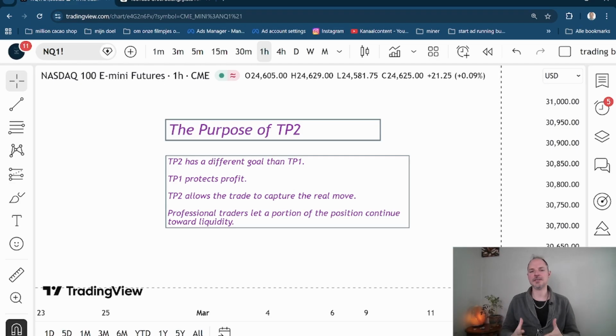Why do I have a second take profit? My second take profit has a different goal than my first take profit. My first take profit is to make sure that some profits are protected. My second take profit allows the trade to capture the real move, what I was actually expecting to happen. Professional traders let a portion of their position continue toward liquidity. Liquidity is actually where the next break of structure should be, highs or lows, and this is where we take our second take profit.